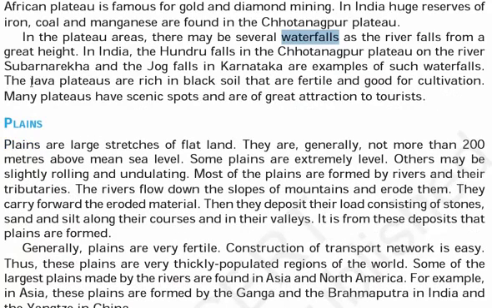Then we also have something called a lava plateau, which is rich in black soil and fertile. The lava plateau is derived again from volcanic eruption, magma that flowed from the volcanoes. It formed a layer of thin crust on the earth's surface, and that crust is nothing but a lava plateau, and those are usually very fertile and good for cultivation. Many plateaus have scenic spots and are of great attraction to tourists.